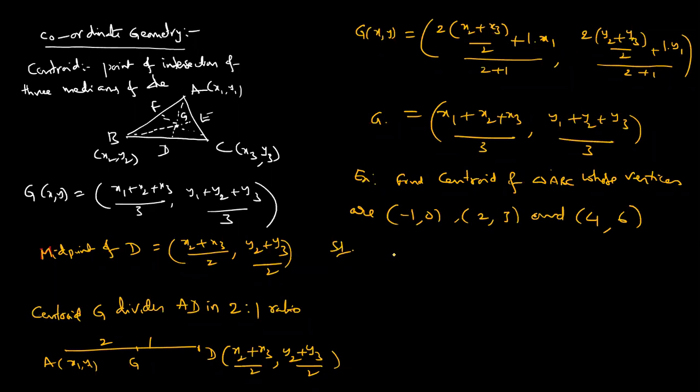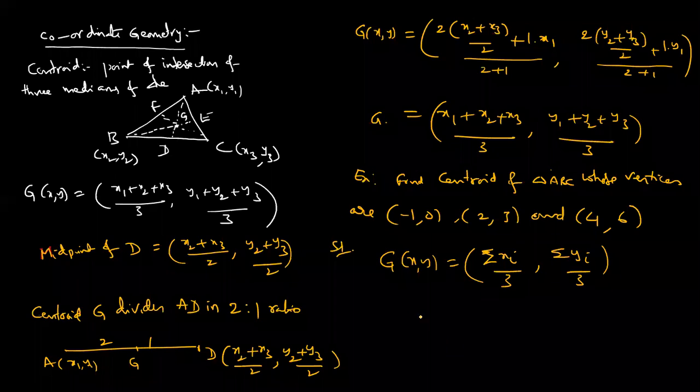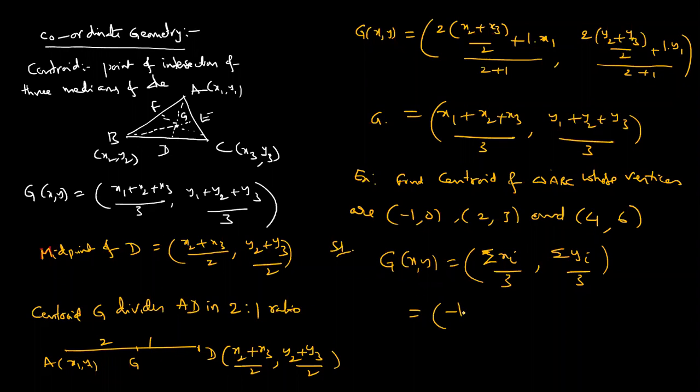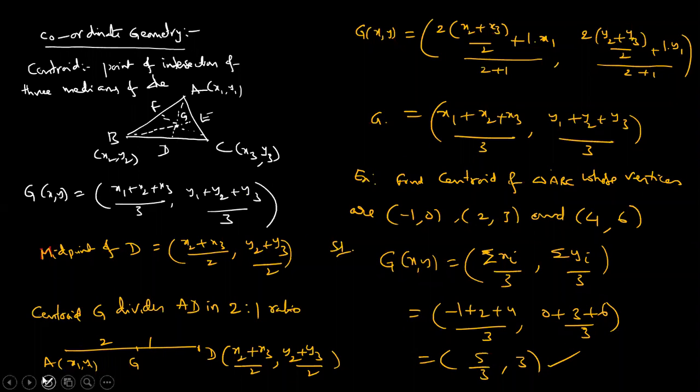So what is the formula? Whenever you are solving this, please write the formula, all of you. Sigma xi by 3, comma, sigma yi by 3. So the average of all: (-1 plus 2 plus 4) by 3, (0 plus 3 plus 6) by 3. So what is your answer, dear students? 5/3, 3. That is the centroid of the triangle. After completing, tell me.